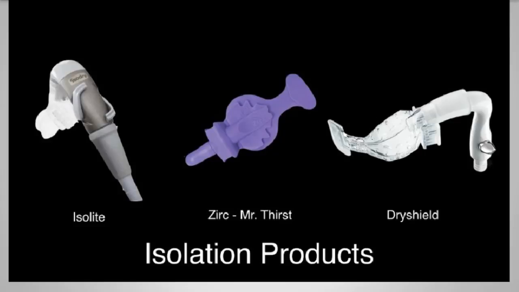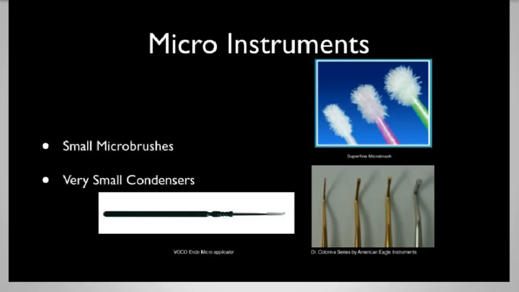And products like Isolite or Zirc's Mr. Thirsty or the new Dry Shield that are out there, they all do a good job. Whichever one you pick, or a rubber dam for you, I have no qualms, they all work really well. But in addition to keeping the area dry, we also need to look at things like microbrushes and condensers. If we're not using solely a flowable composite or a really thin adhesive, we might even want to consider things like American Eagle's instruments here that are very small micro prep instruments, right?